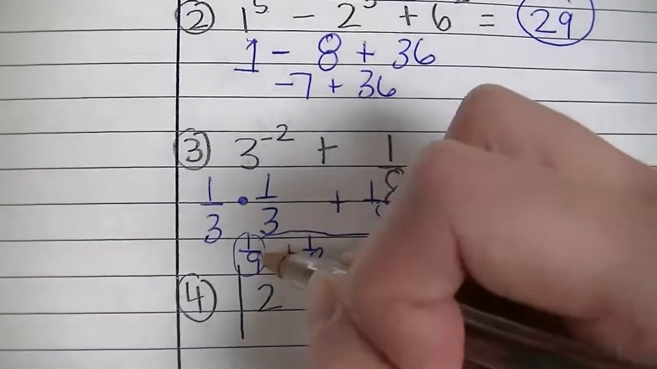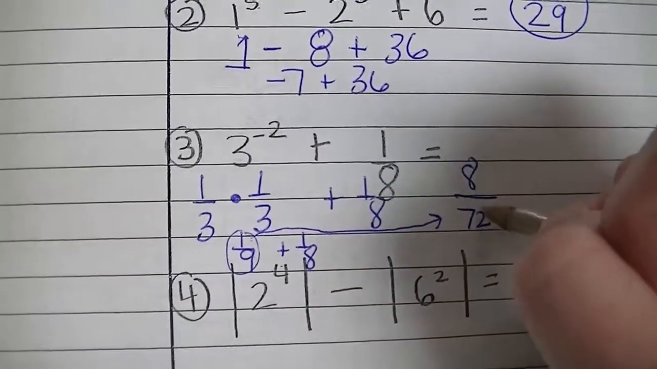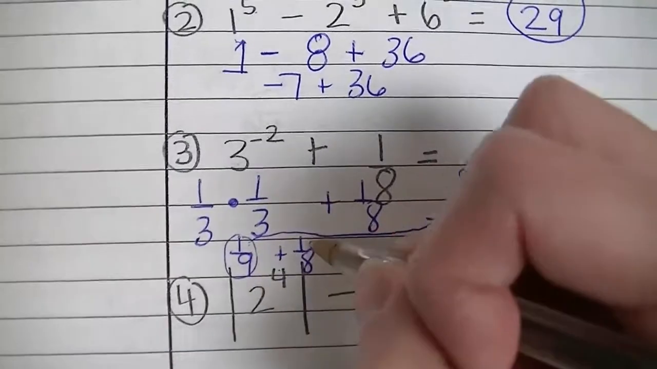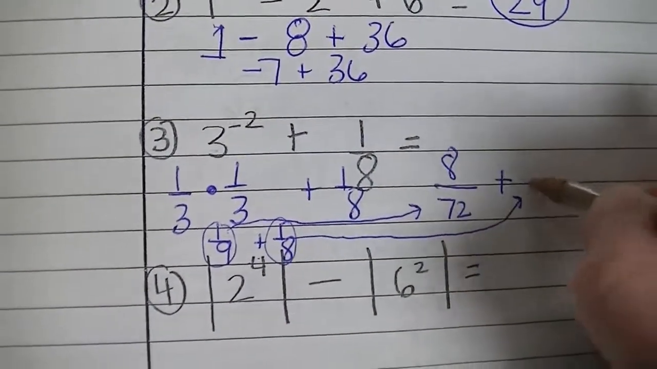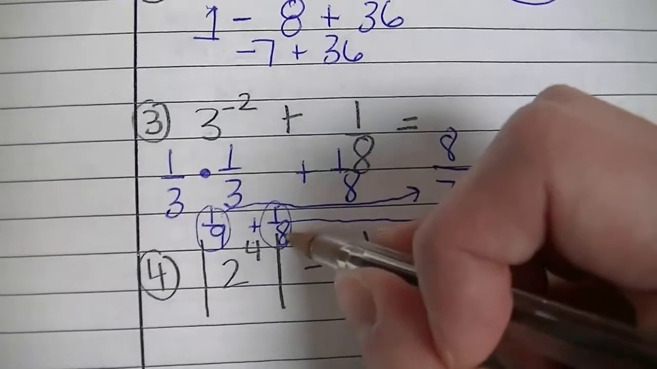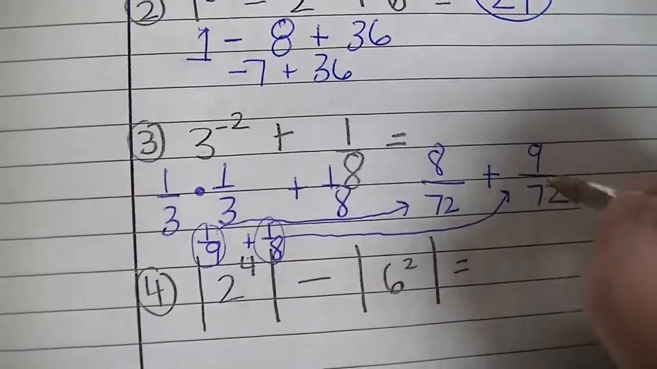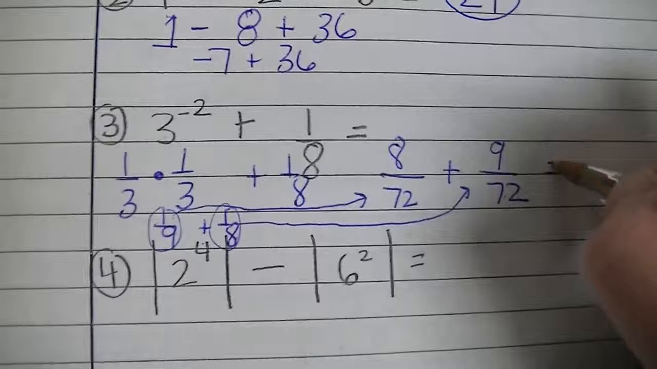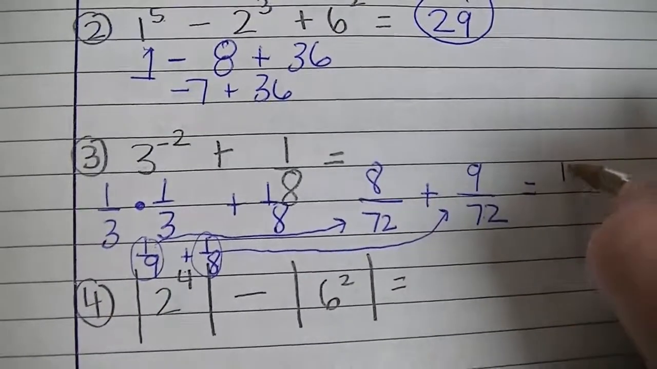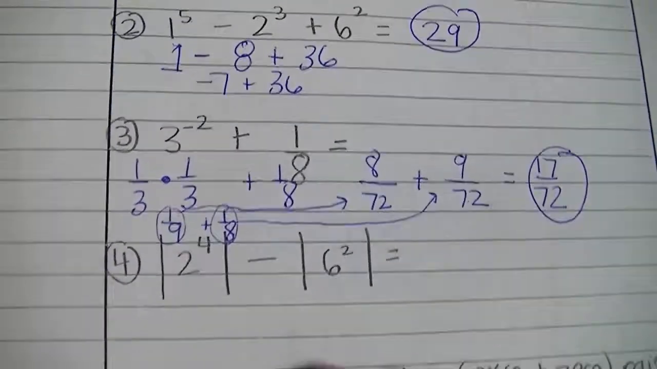Okay, so 1/9, I'm going to multiply by 8 to get 72, so I multiply the numerator by 8. So 8/72 is the same as 1/9. And then 1/8, let's see, multiply by 9 to get the 72. 1 times 9, okay? So 1/8 is the same as 9/72. So when I add those two together, I would get 17/72. And that does not simplify.